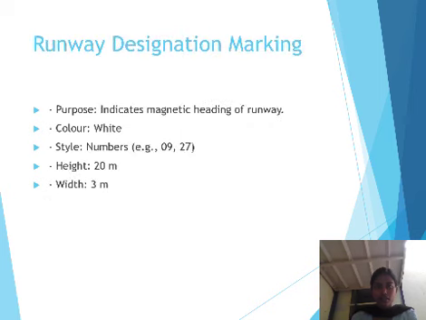And runway designation marking. It represents numbers or letters that indicate the direction. The color is white and the style is a number. The height of the number is 20 meter and the width is 3 meters.